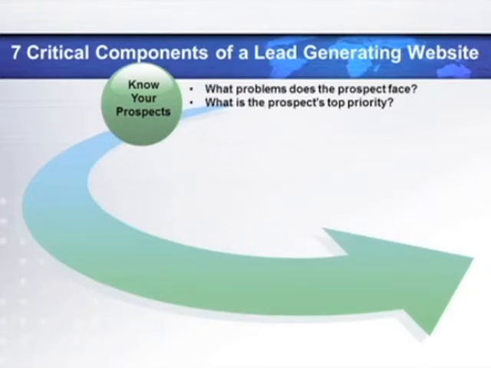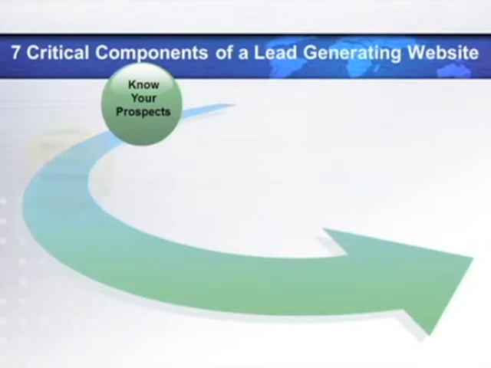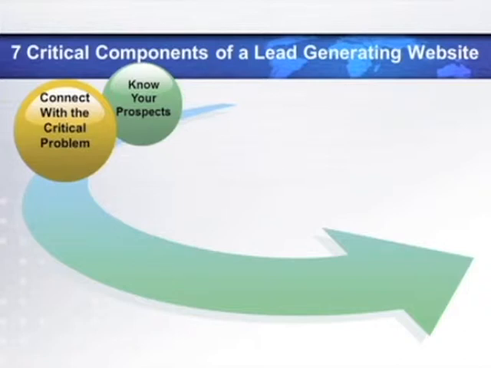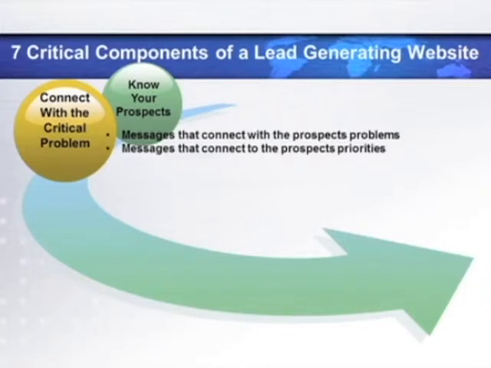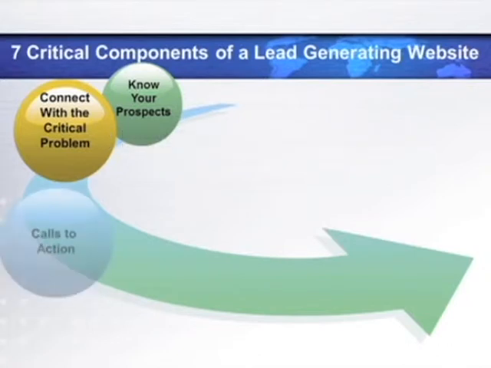What are their needs? What is on their minds? What problems do they face? What are their priorities? Also, the next step is connecting with that critical problem. Once you understand what it is, then you need to have messages and ultimately a solution that connect with that prospect's problems and their priorities.